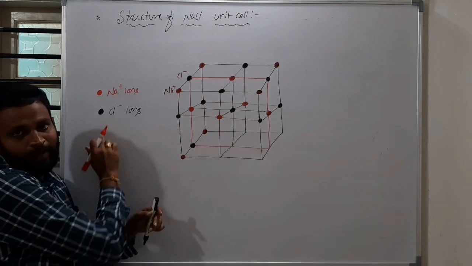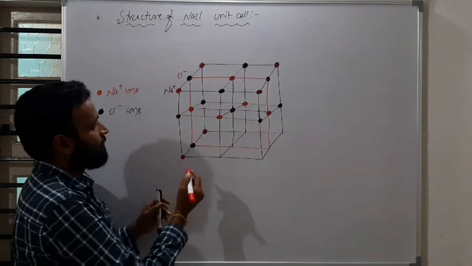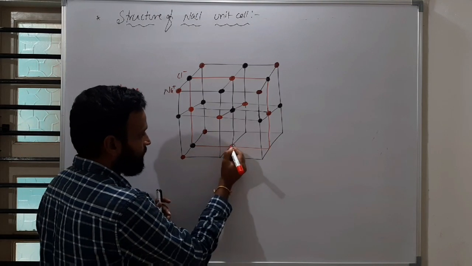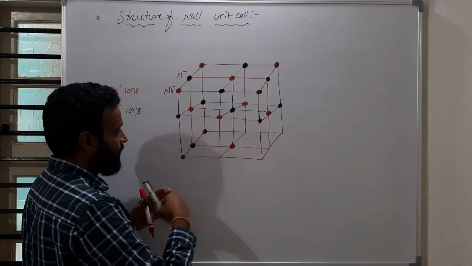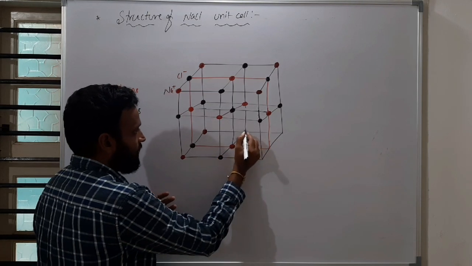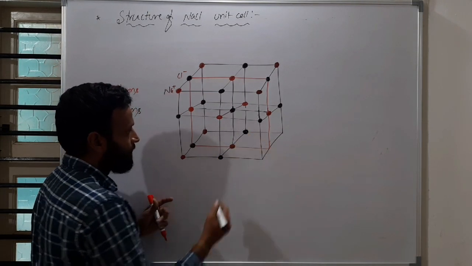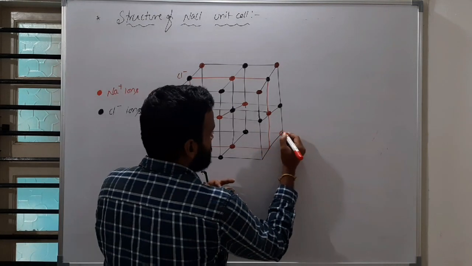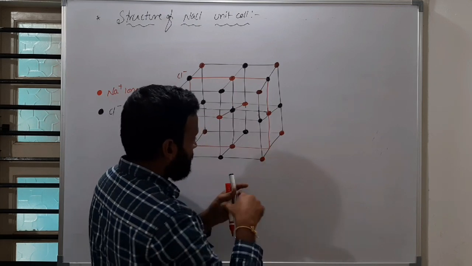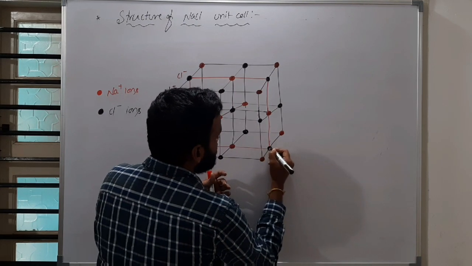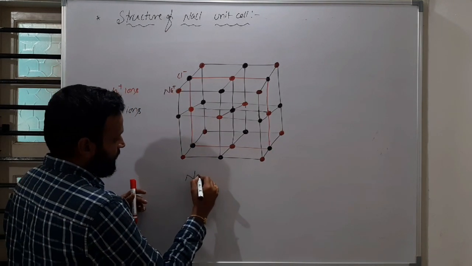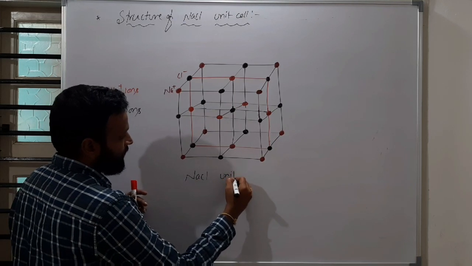I have written here, this black color is Cl minus. So here what you have again, this is Na plus. So Na plus won't come here, Na plus will be here. So here you have Cl minus. Here you have Cl minus. Here you have Cl minus like this. So here you have Na plus, and here again you will have Na plus. And here in the middle you have Cl minus like this. So this is the total NaCl, sodium chloride, unit cell.